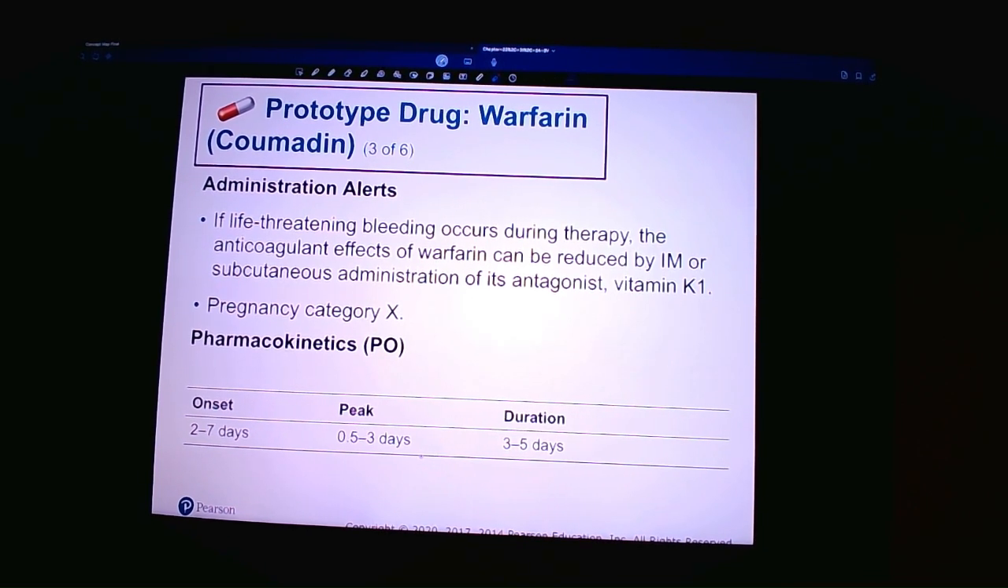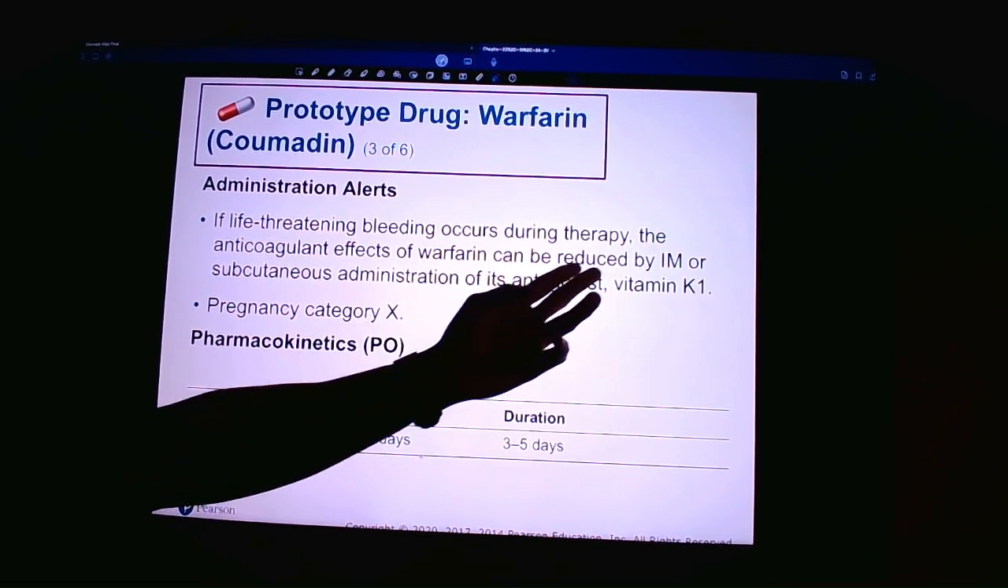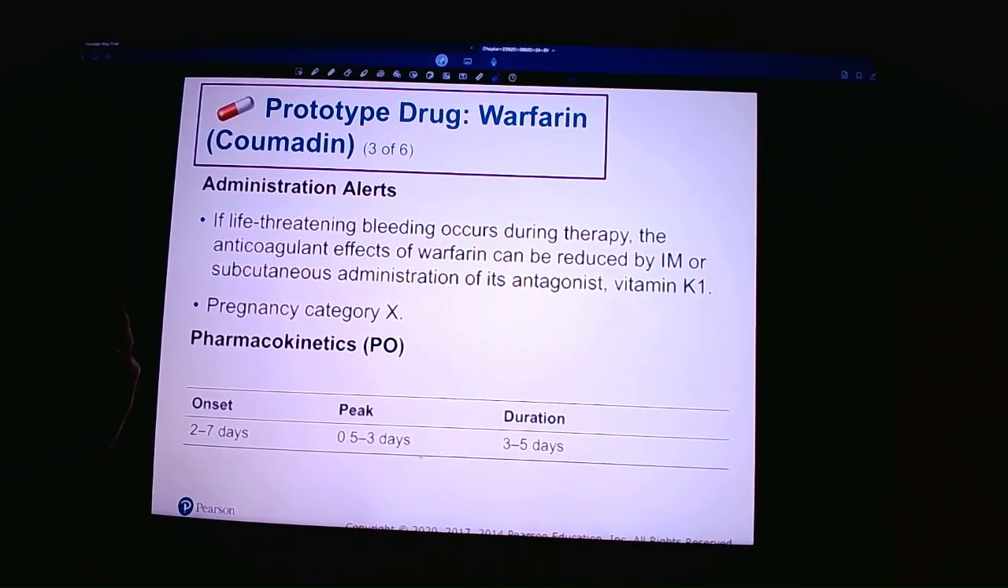So, administration alerts. Life-threatening bleeding can occur if given IM or even subcutaneous injections, mainly the IM. Let's not go into that. It's just talking more about how you treat the overdose, which is just giving vitamin K. Sorry, I went through that a little quickly. But how do you reverse it? If this is a vitamin K antagonist, you probably just want to give a lot of vitamin K. That's how you give the solution.